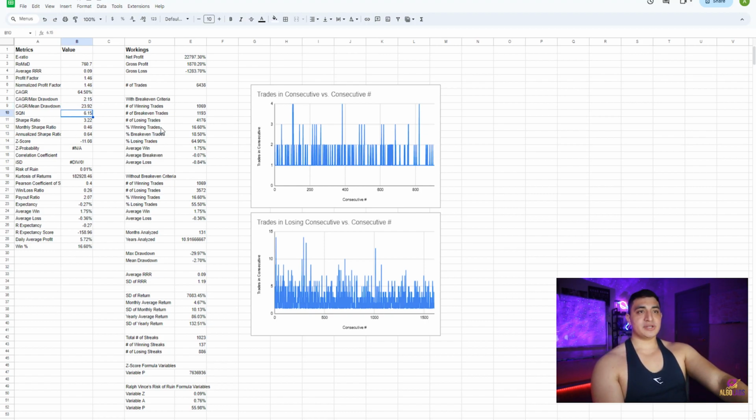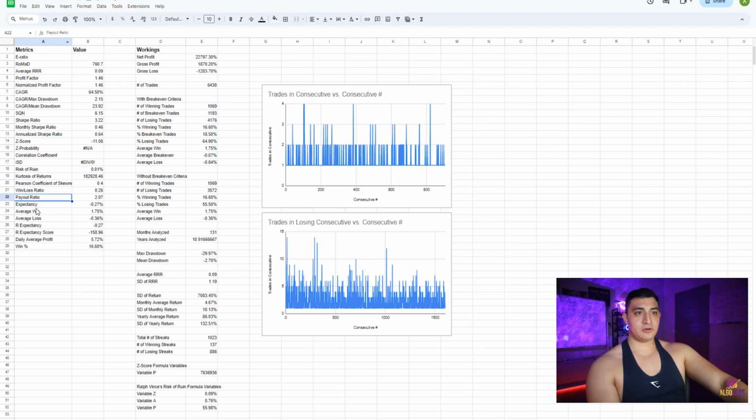We have the SQN score, which is the system quality number. These are just metrics for us quants here. And then we have the risk of ruin, very low risk of ruin, kurtosis returns as well. And then we have the win-loss ratio, we have the payout ratio, the expectancy. So this is actually a little bit skewed right but the payout ratio is 2.07, and then we have a little bit of skewed metrics right over here. I'll go over the quant analyzer in a second.